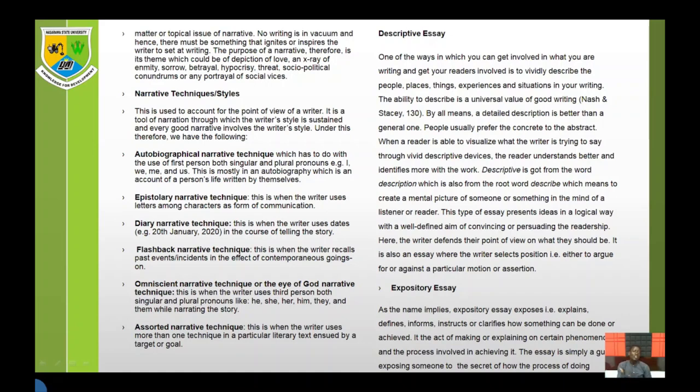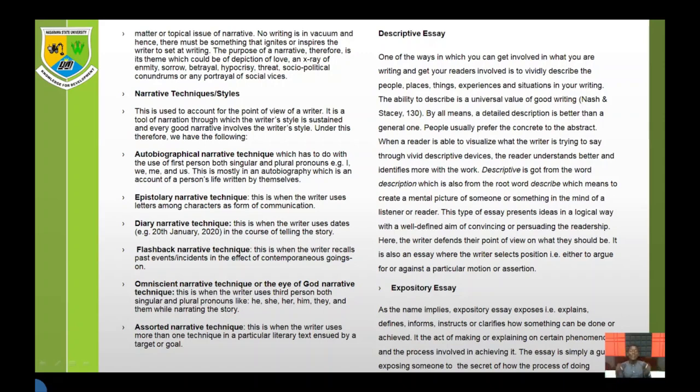I'm supposed to be describing Senate building, unlike my first day in Nasarawa State University. So topics will tell you whether the story or the essay should be descriptive or narrative. The next one is expository essay.